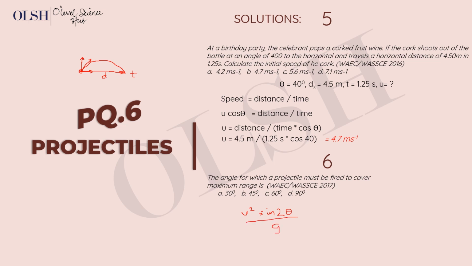Now if this theta is 45, it means we're having sine 90 degrees, because 45 times 2 is 90, and sine 90 would give us 1. Sine 90 is equal to 1. So if we have 1 here, we have u squared all over gravity. You see that will give us the maximum range that we can cover with that projectile, considering the speed it's going on. So our answer is 45. Okay, so let's look at number 9.